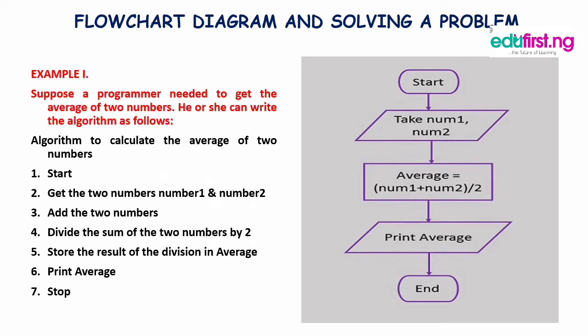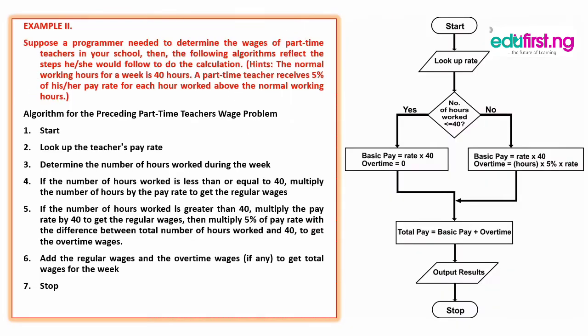Alright, we have another example. This one is a little bit more complex. It says, suppose a programmer needed to determine the wages of part-time teachers in your school. Then the following algorithm reflects the steps he or she would take to do the calculation. As we all know, the normal working hours for a week is 40 hours. A part-time teacher receives 5% of his or her pay rate for each hour worked above the normal working hours. Now we write our algorithm for the preceding part-time teacher's wage problem. That's the title. And also here we have 7 steps.